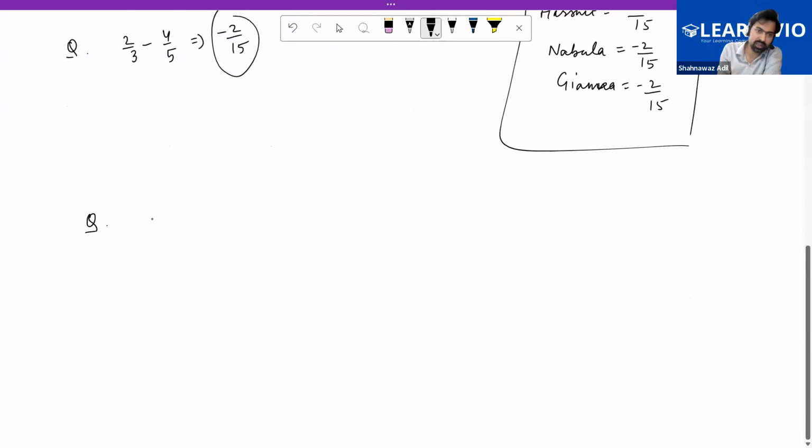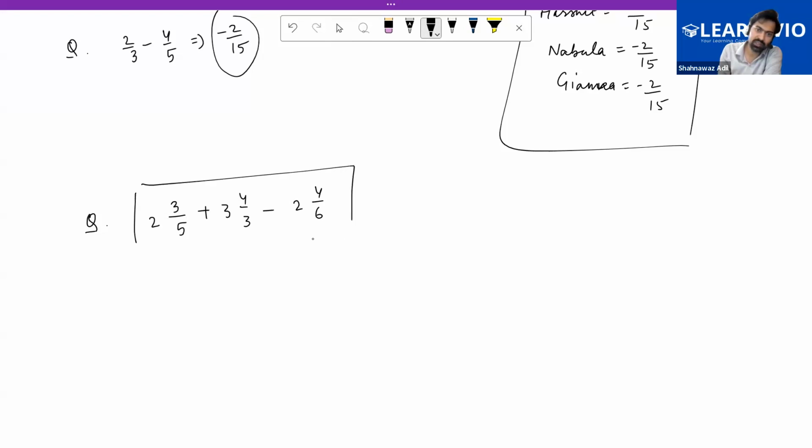So let's say 2, 3, 5. This is a mixed fraction. Then 3, 4, let's say 3, and then minus 2, 4, 6. So what is the answer of this? Please solve this and tell.